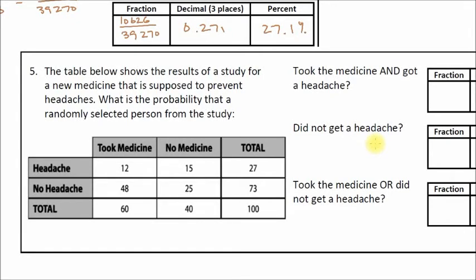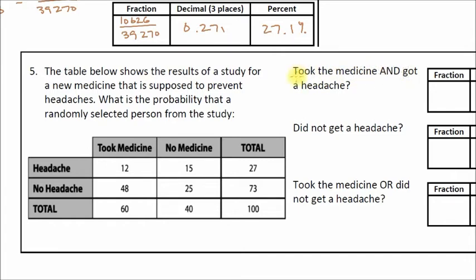Final question of the Unit 5 Stats Probability Test Review. Question number 5 says, the table below shows the results of a study for a new medicine that is supposed to prevent headaches. What is the probability that a randomly selected person from the study, here's our first question, took the medicine and got a headache?